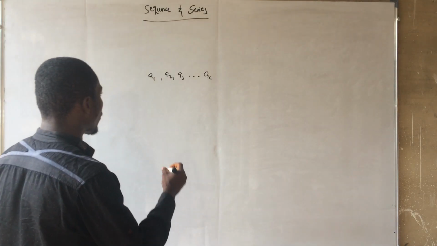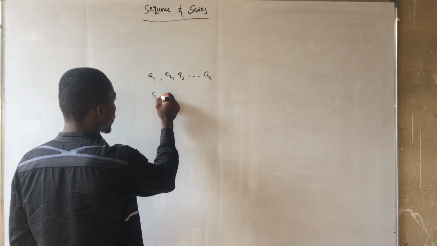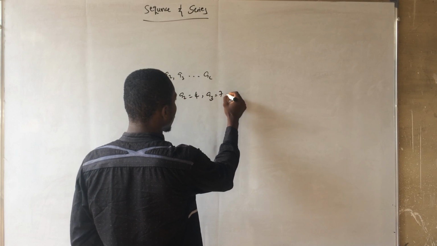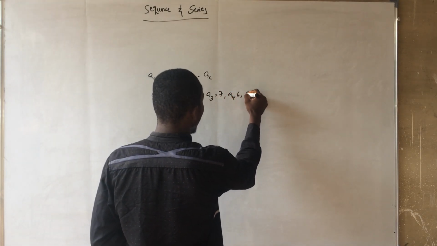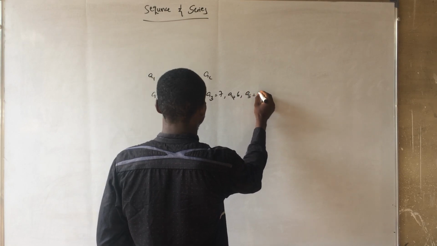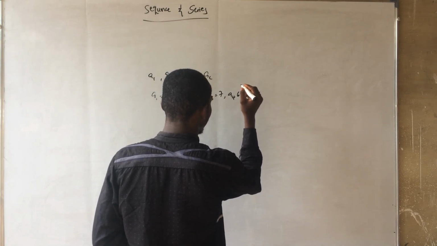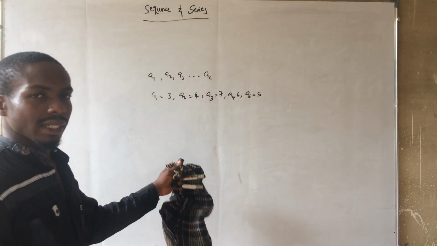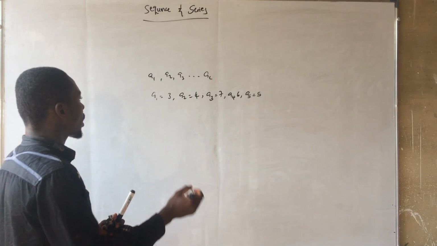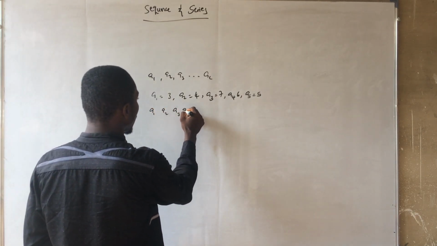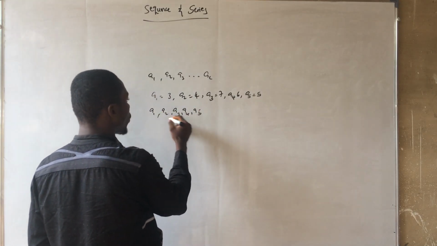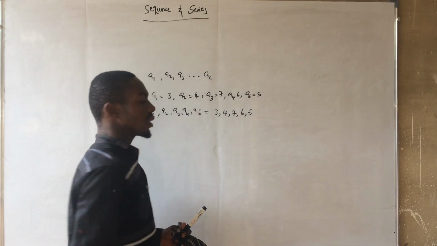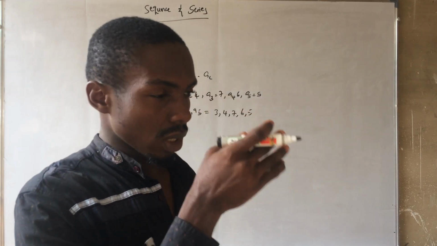Let's take an example. Let's say A1 is equal to 3, A2 is equal to 4, A3 is equal to 7, A4 is equal to 6, A5 is equal to 5. Now you want to write these numbers sequentially. You are not going to write it as A1, A2, A3, A4, A5, because that gives 3, 4, 7, 6, 5. This is just numbers that you wrote. It is not written in sequence. It is not written sequentially.